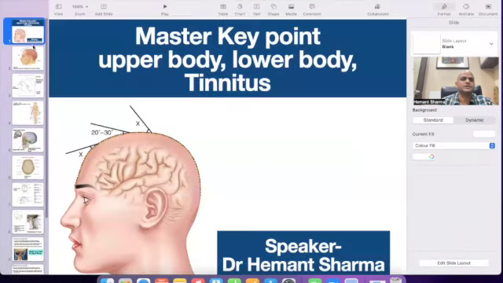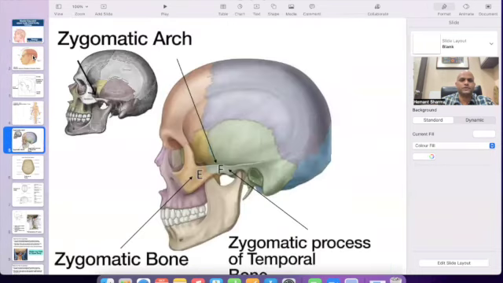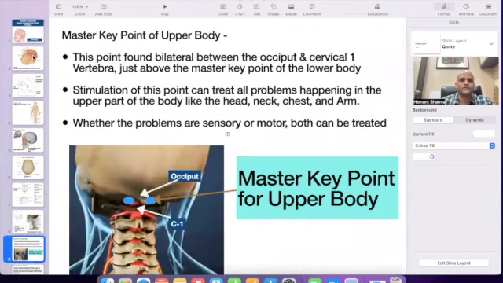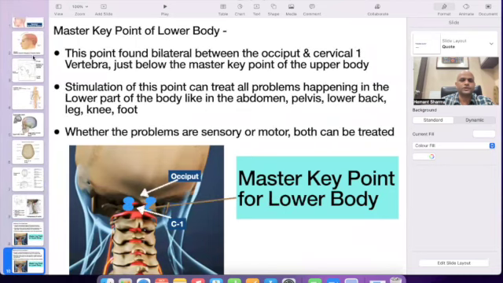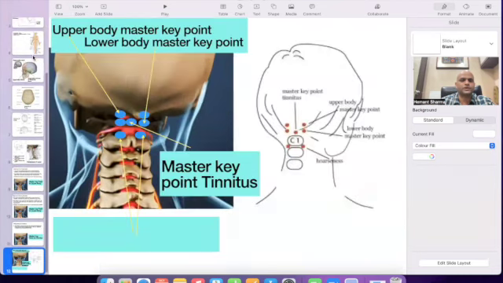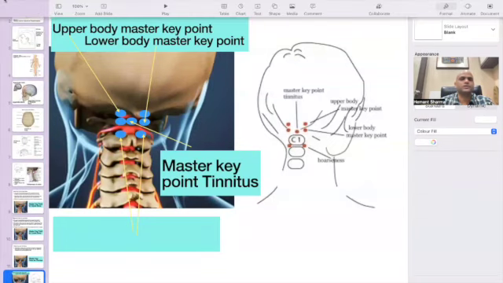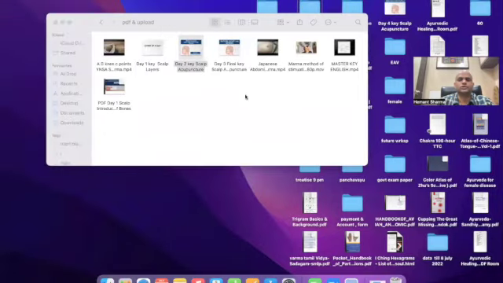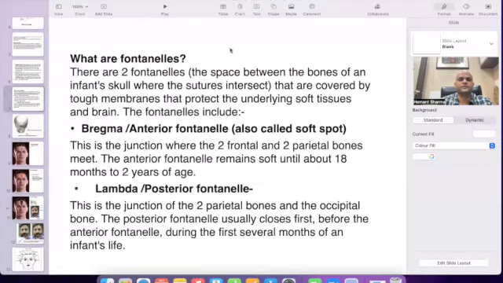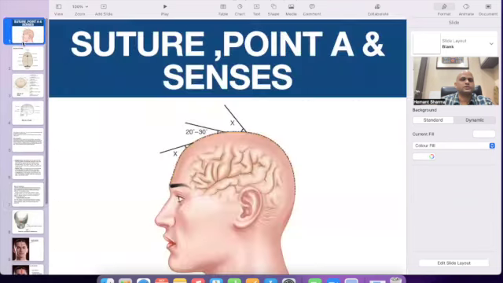This is the day 2 PDF. Whatever we are discussing: master key point of the upper body, master key point of the lower body. This is the day 2 PDF. Okay, so we are putting step by step. So you should not feel any, the day 3 PDF. So this is the day 3 PDF.